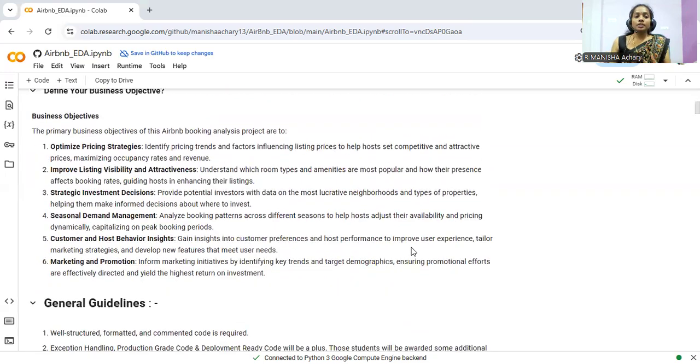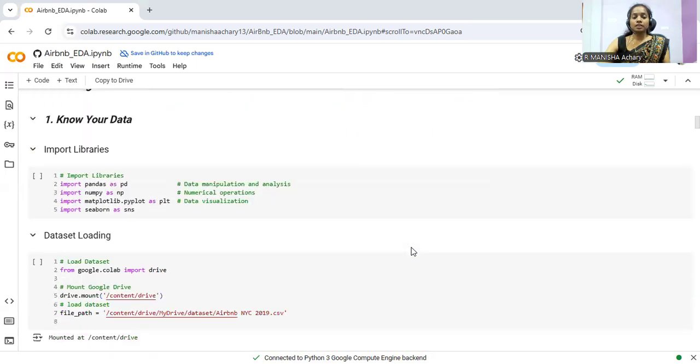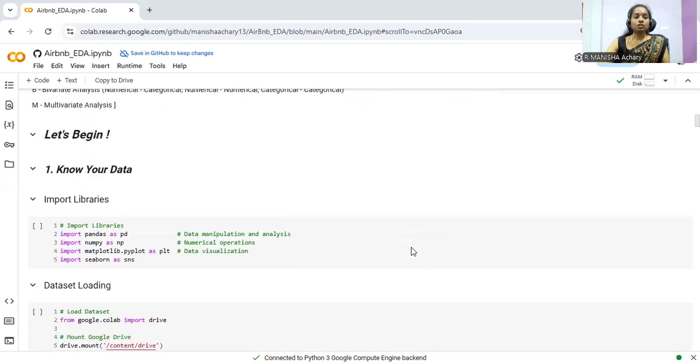Next, what are the business objectives of this project? First is optimizing pricing strategy. Second is improving listing visibility and attractiveness. Third, strategic investment decisions. Fourth, seasonal demand management. Fifth, customer and host behavior insights. Sixth is marketing and promotion. So let's begin this project.